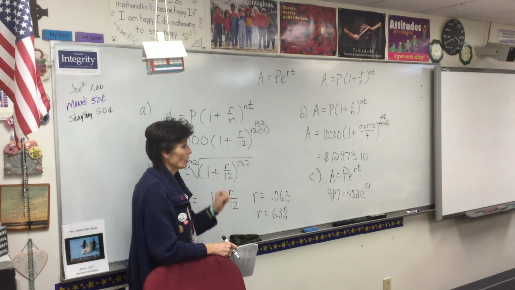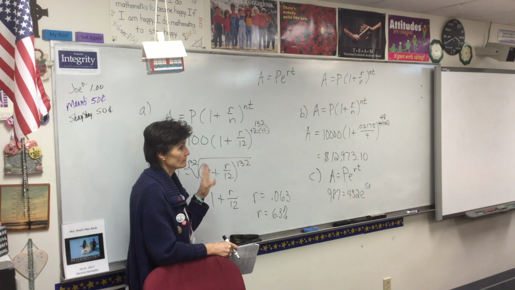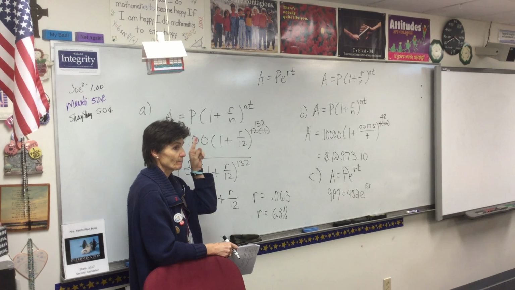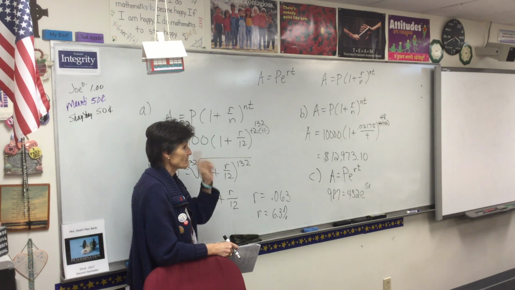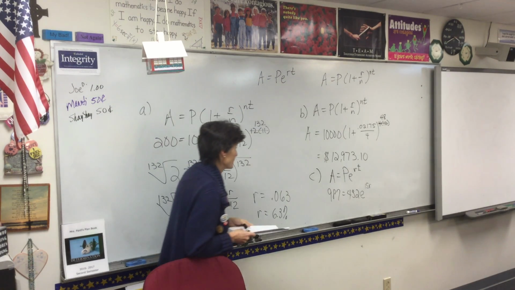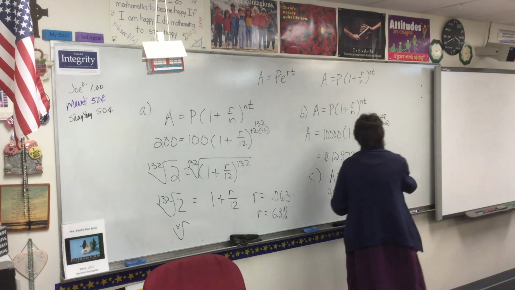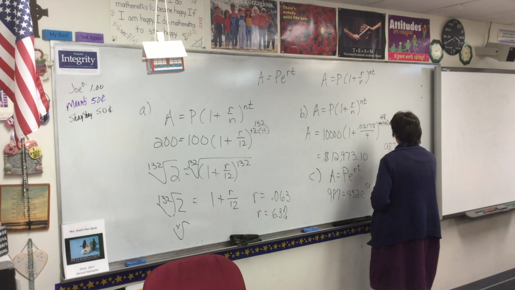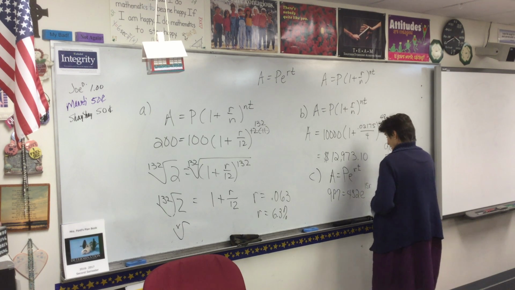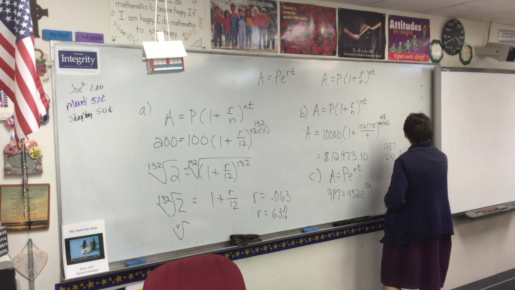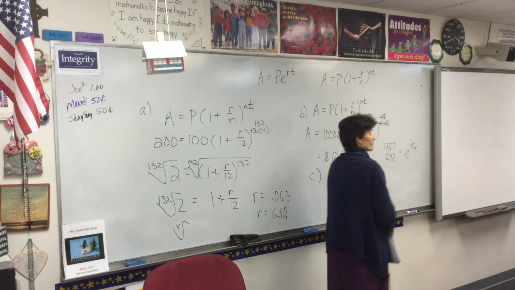Are your logarithm radars flashing? Yeah. You're going to need logarithms here because look where your variable is. It's up there in the exponent location. Okay, so we're going to use logarithms, but not yet. What has to be first? Divide. So we're going to have 987 over 432 equal to e to the 15r.